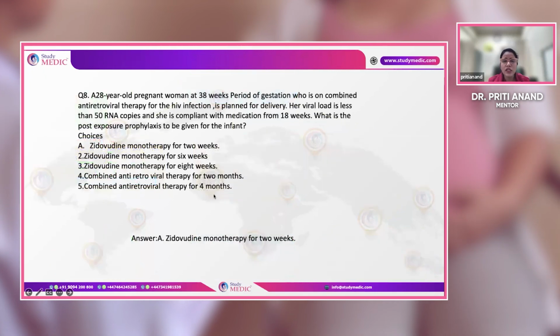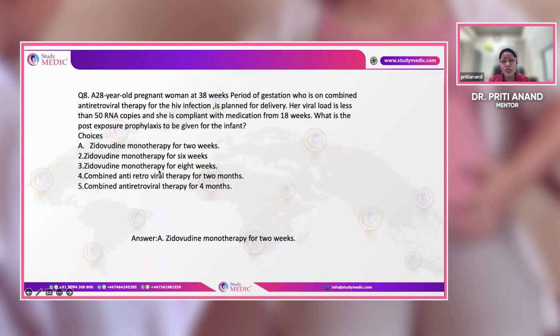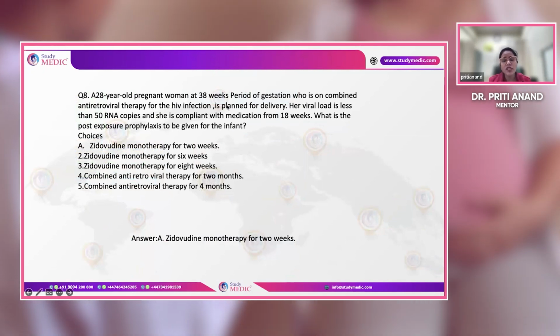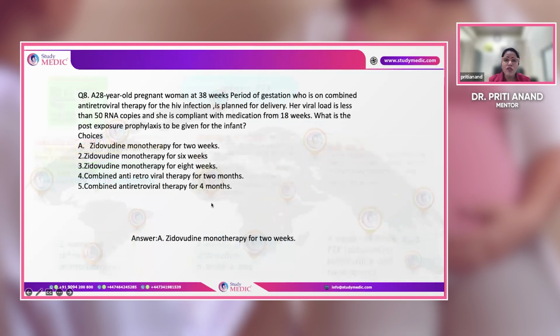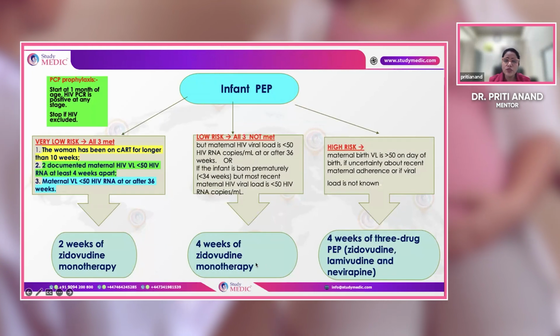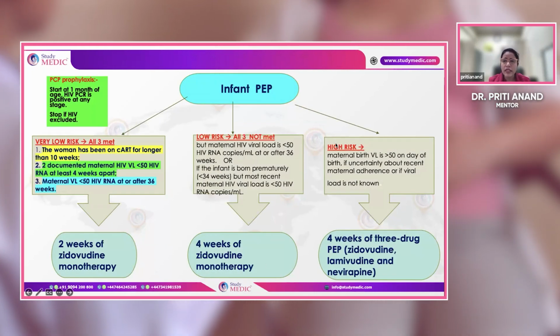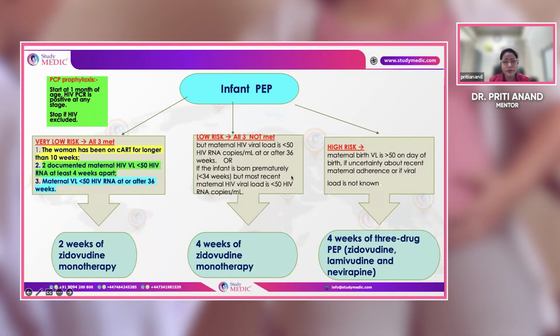So this patient is fulfilling the full criteria of a very low risk patient. For babies at very low risk, zidovudine monotherapy for 2 weeks is enough. For low-risk babies, you have zidovudine monotherapy for 4 weeks, and for high-risk babies, you have triple drug therapy for 4 weeks.